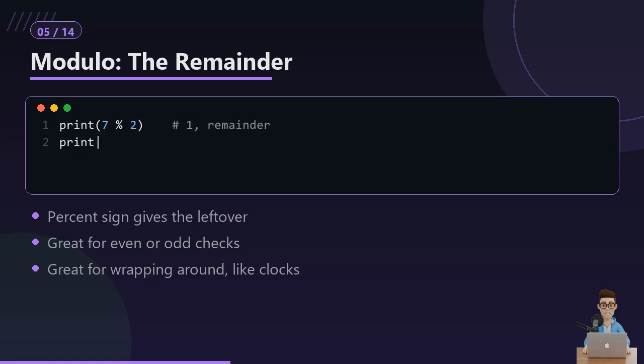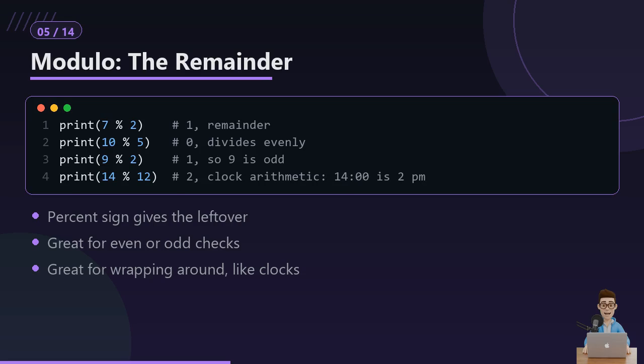The percent sign is called modulo, and it just means the leftover after dividing. Share 7 cookies between 2 kids, each gets 3, and 1 cookie is leftover. That leftover is the modulo. Here is the trick. Any number modulo 2 gives 0 when it is even and 1 when it is odd. So this one operator powers every even or odd check you will ever write. In short, modulo means what remains.